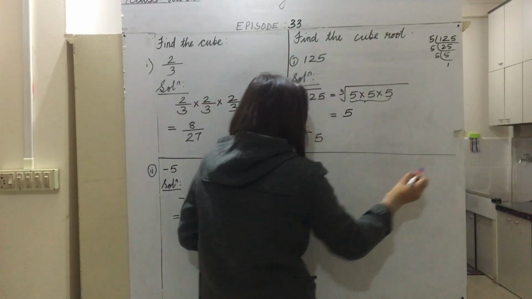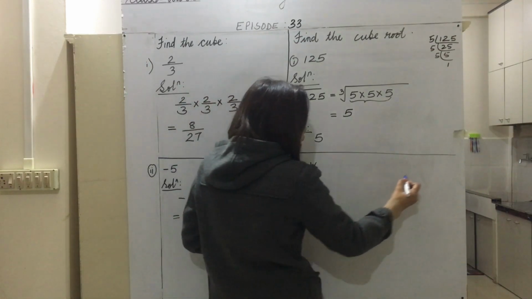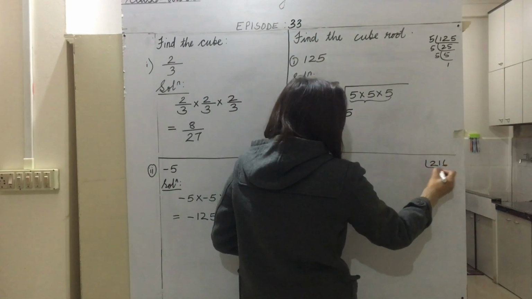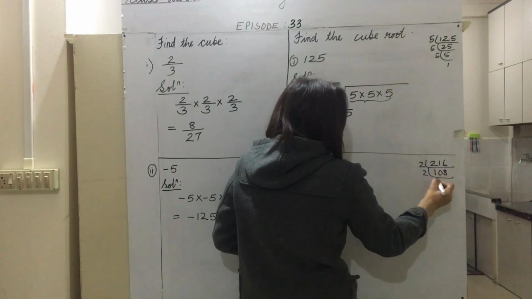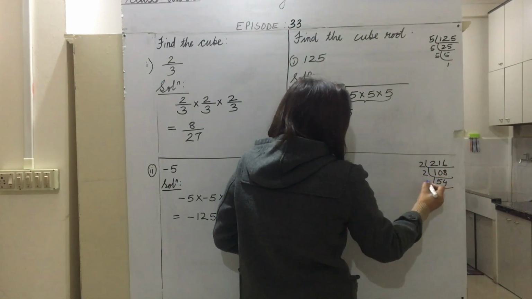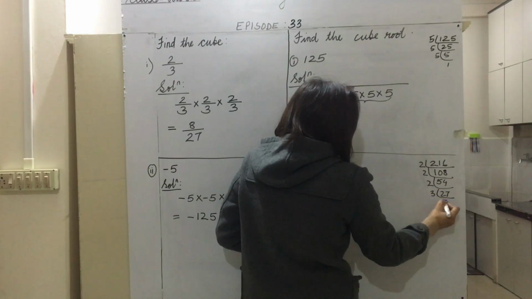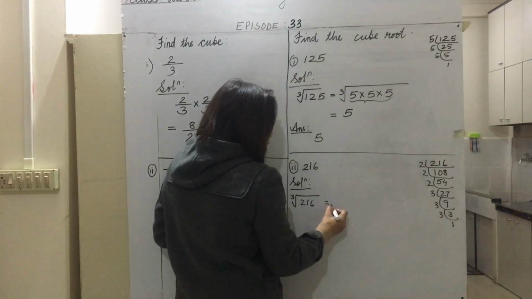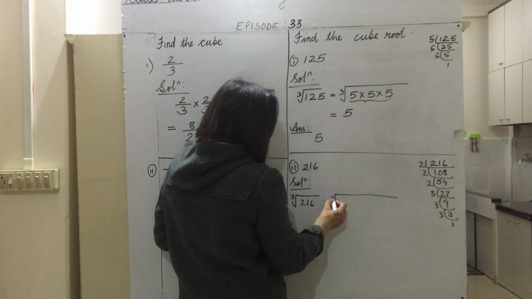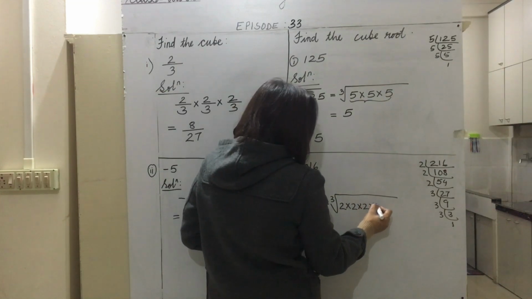Next we have cube root of 216. We will prime factorize 216. What can divide? 2 108, 2 54, 2 27, 3 9, 3 3, 3 1. Now 2 for 3 times, 3 for 3 times.